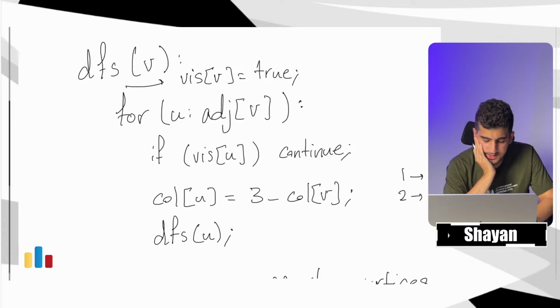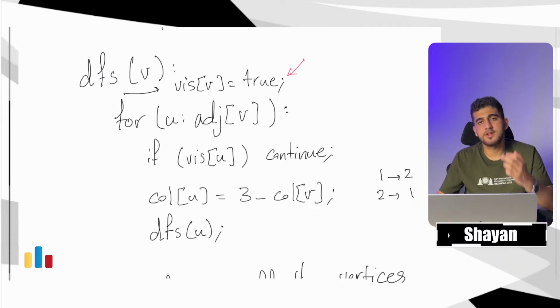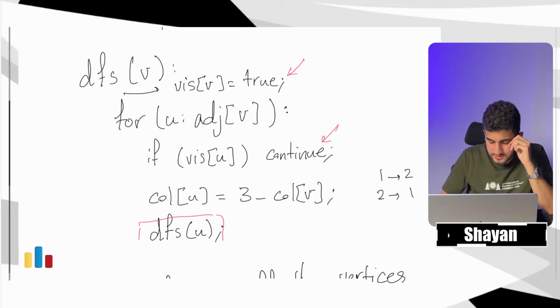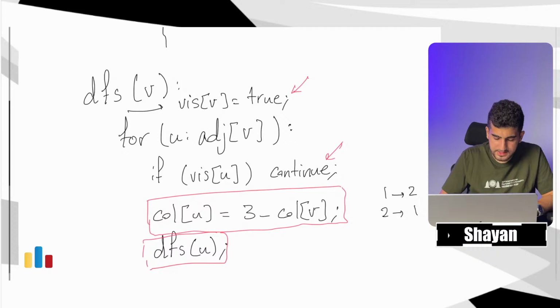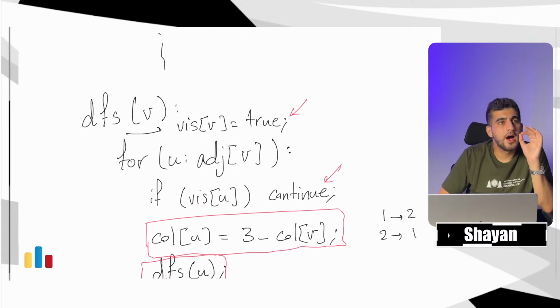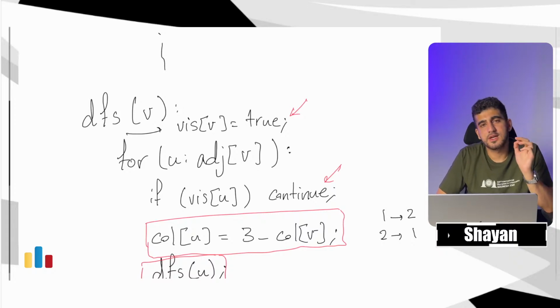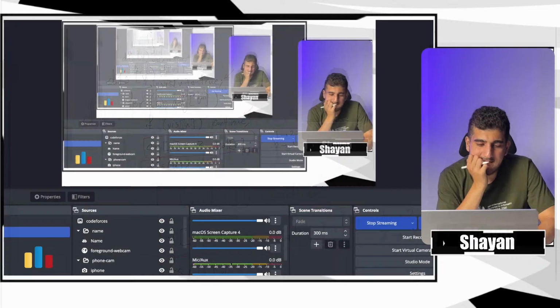We run a DFS as we saw in our previous session. When I visit a vertex, I say that visited of v is equal to true. And then for all the neighbors, if they are already visited, I will continue. I will not do anything. Otherwise, I need to do their DFS. But before doing their DFS, I set color of u equal to 3 minus color of v. And initially, I pick a random vertex, set its color to 1, and run my DFS on it. Is everything clear so far?